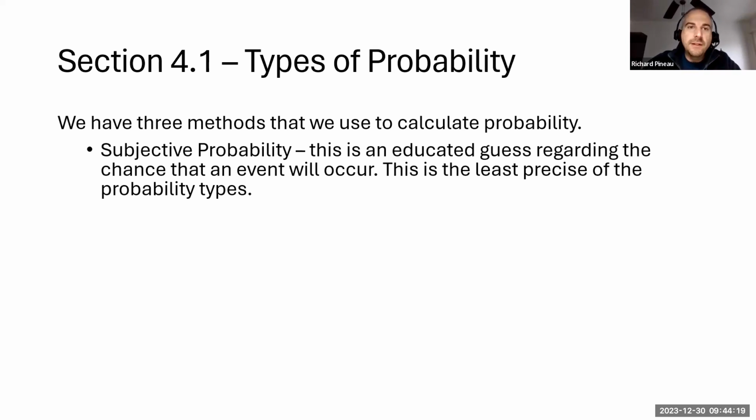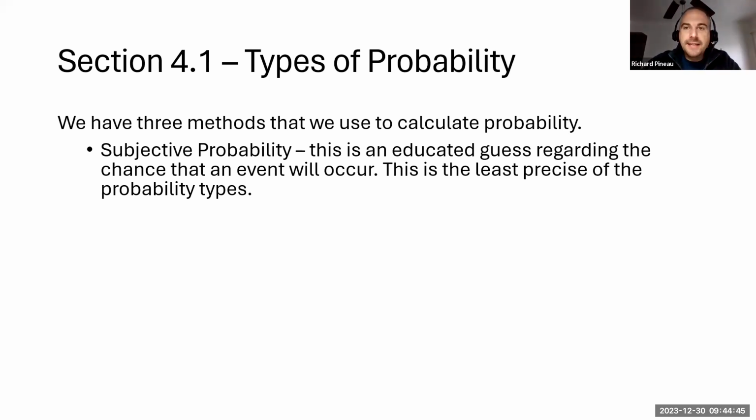Okay, so this would be like you saying, I think I am going to pass my statistics class, and I think there's, I don't know, a 75% chance that I'm going to do that. Okay, that's a subjective probability. This, of course, is the least precise of the probability types. It should be obvious why, because it's our educated guess, and sometimes those educated guesses are somewhat biased.